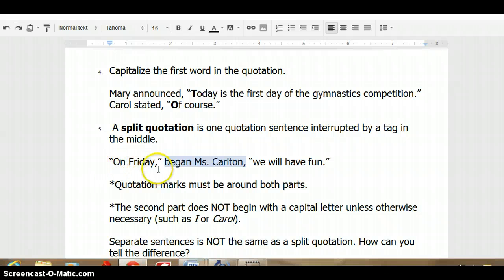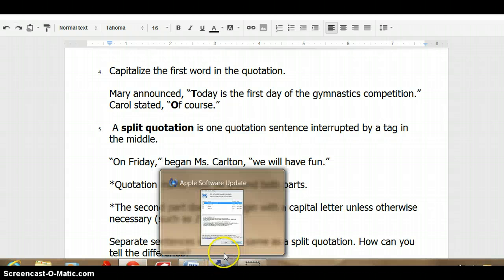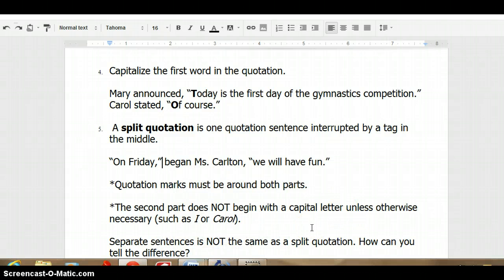So you have to end the quotation, write your tag, and then begin a new quotation. Okay? So quotation marks must be around both parts. The second part does not begin with a capital letter unless it otherwise is necessary, like if you're using the pronoun I or if you're using someone's name, then you should begin it with a capital letter if it's supposed to.